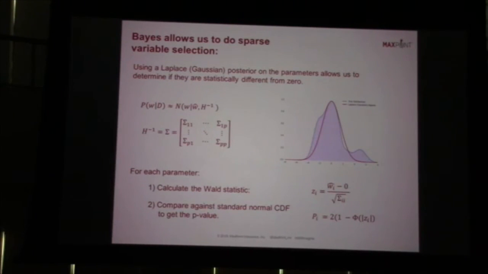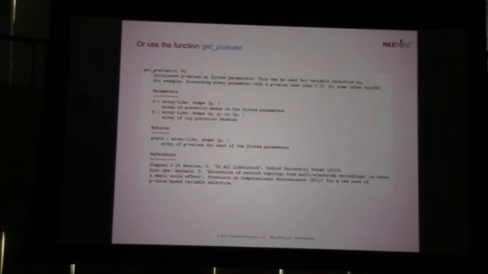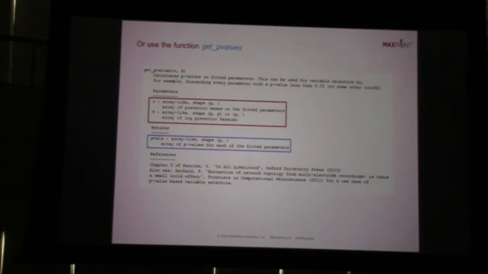So I just want to show a little example of this. There are references in the code if you want to read up on this. You can also just use the function get_p_values. You can see the references are at the bottom. If you have your posterior fit, you put in the posterior means and the posterior Hessian, and it will spit out a vector of p-values, one for each of your fitted parameters. And despite all the problems that we know about p-values, if they're small, they're generally good, and if they're large, they're generally not. So we can use this.